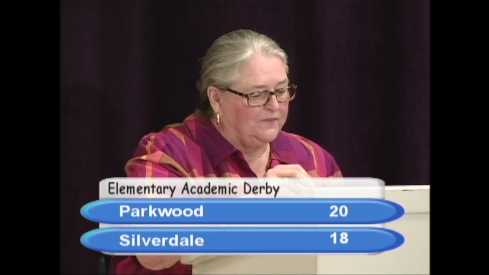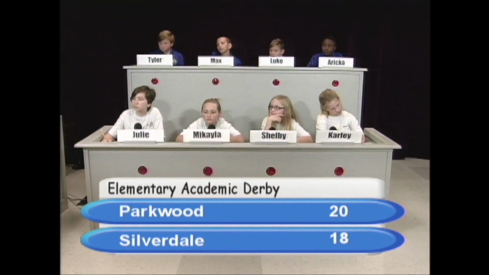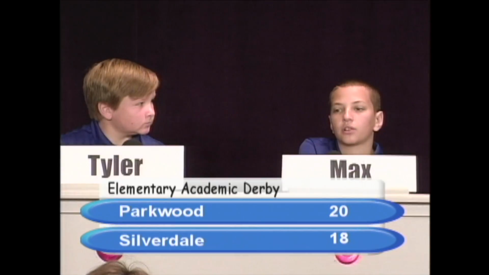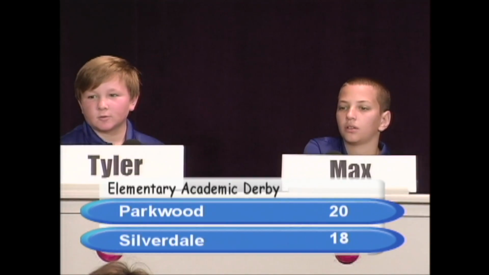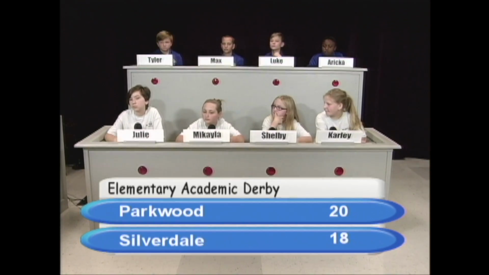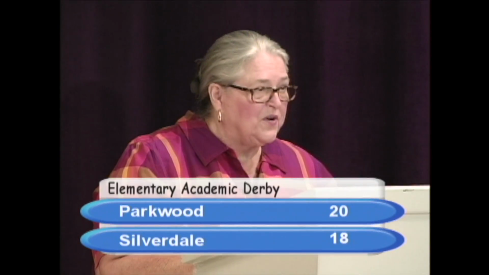Let's try history. Identify the river and the mountain range. 2 answers. The river and the mountain range that served as the boundaries for the land included in the Louisiana Purchase. Max? The Mississippi River and the Appalachian Mountains. That's incorrect, but that's a great try. Silverdale? Mississippi River and the Rocky Mountains. Very close. Ooh, y'all are using a lot of questions.